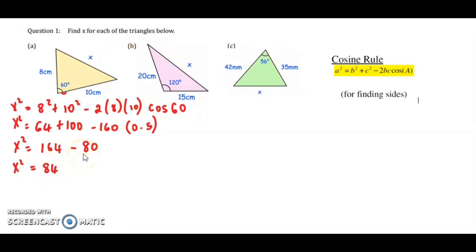In order to get rid of the square, you have to use the square root. So you square root both sides to eliminate the square. Now we have x is equal to the square root of 84. Use your calculator to find the square root of 84 and give your answer to 1 decimal place. The square root of 84 to 1 decimal place is 9.2. So our answer for x is 9.2 centimeters.